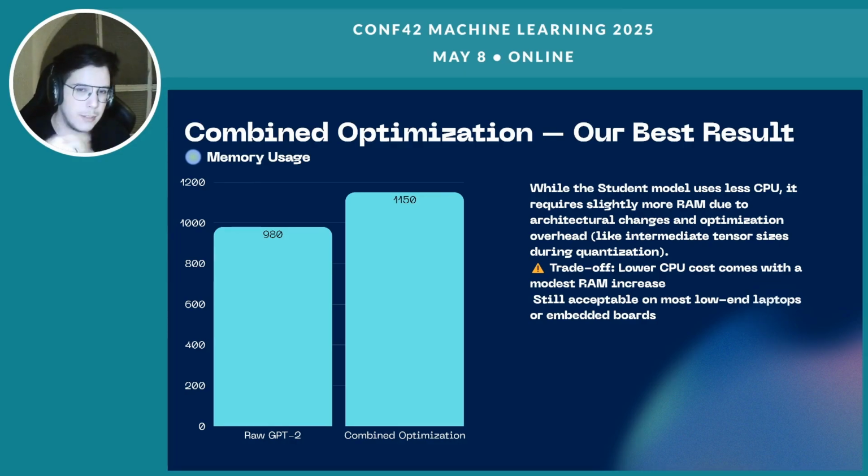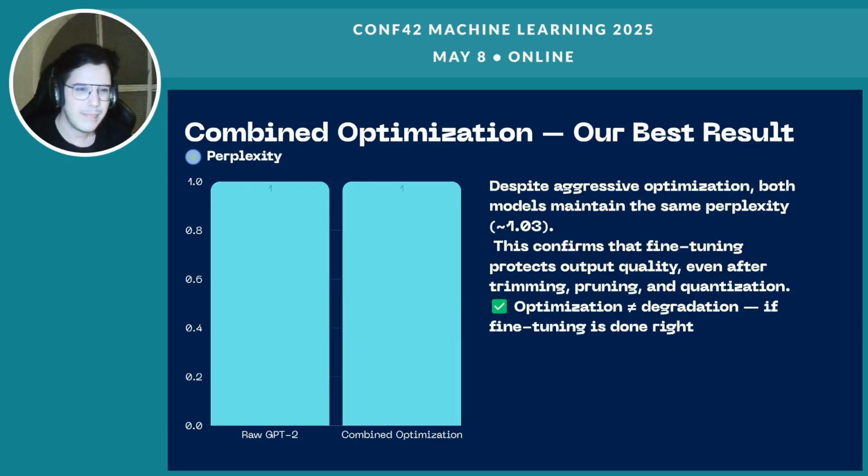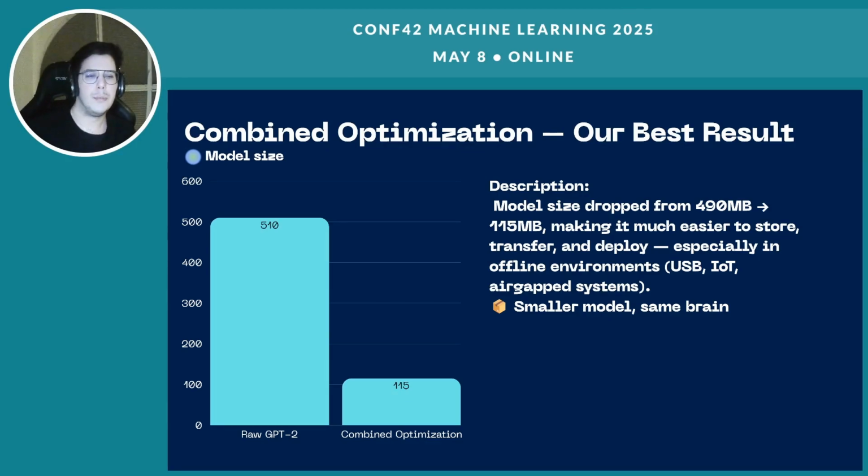But there's something we should consider about memory usage. This is the thing that pays off for all the optimizations. Perplexity actually remained the same, so we were really happy with the results. So at the end we can conclude that combining optimization techniques does not equal degradation, if fine-tuning is done right. Model size, as you may see, shrinks to almost 5 times smaller than the original. Basically, smaller model, same brain.